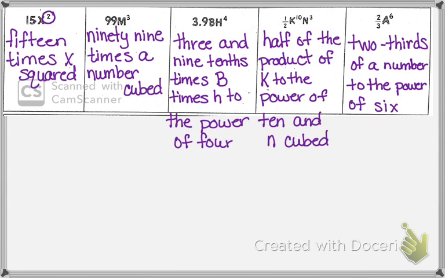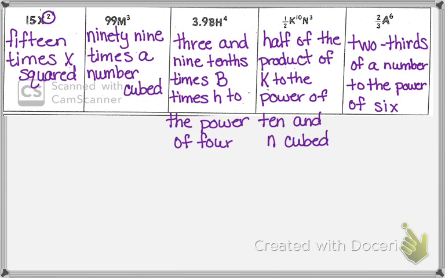Okay, let's see how you did. So the second one is 99 times a number, and I said just number instead of m because we don't know what that number is. It's a variable, so we can call it just a number. Times a number, and it's cubed. So remember, something to the power of 2 is squared, to the power of 3 is cubed, like we worked with in volume.